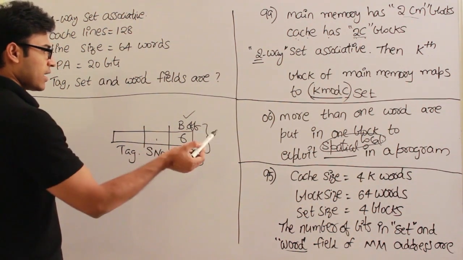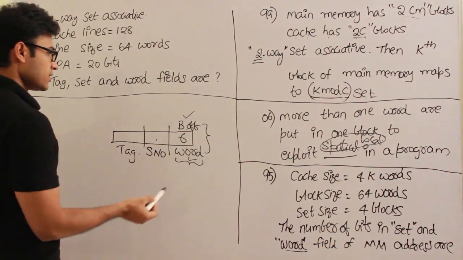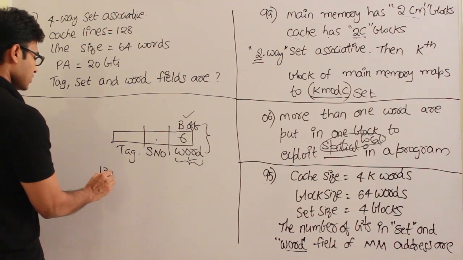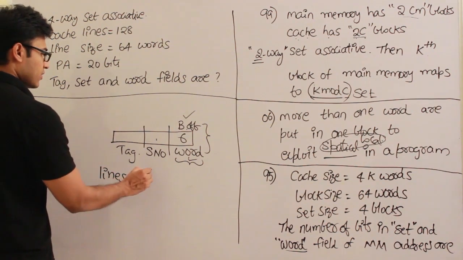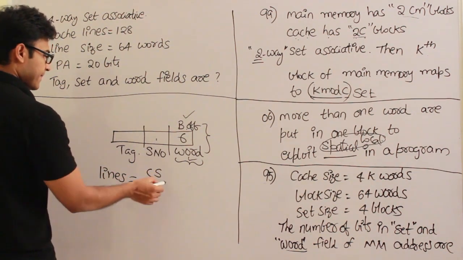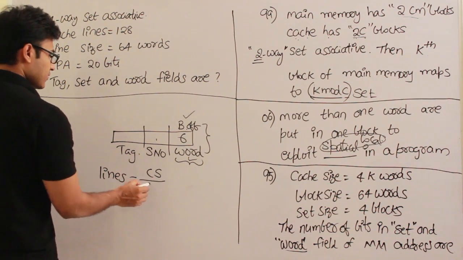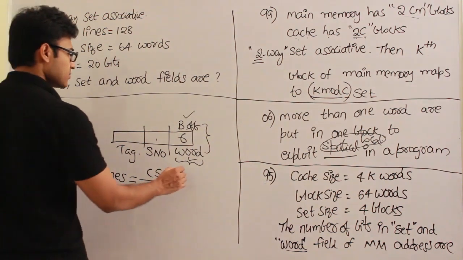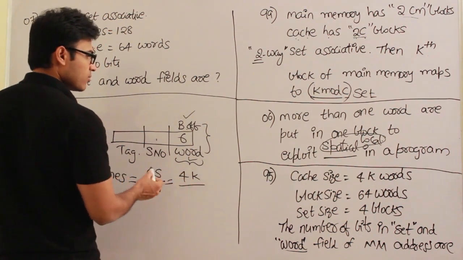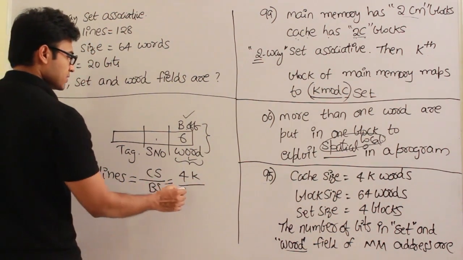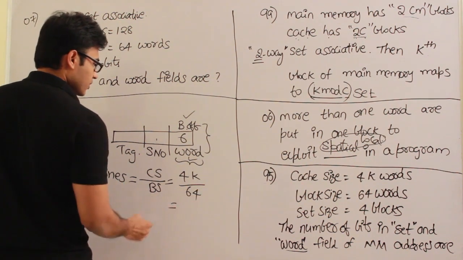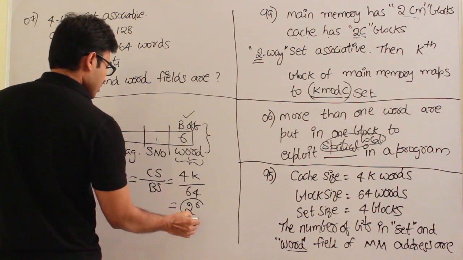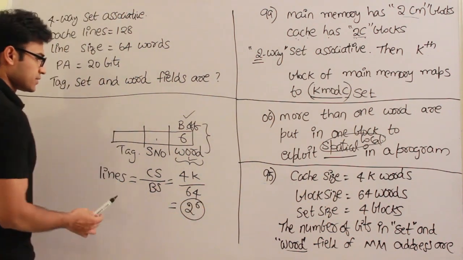See this, the cache is containing 4k words and the block size is so and so. Now let us see how many lines are present in the cache. The number of lines present in the cache is cache size divided by block size. What is the cache size? 4k divided by block size. So block size is 64. So what is the 4k? It is 2 power 12, I guess, right? Therefore the number of lines is 2 power 6.